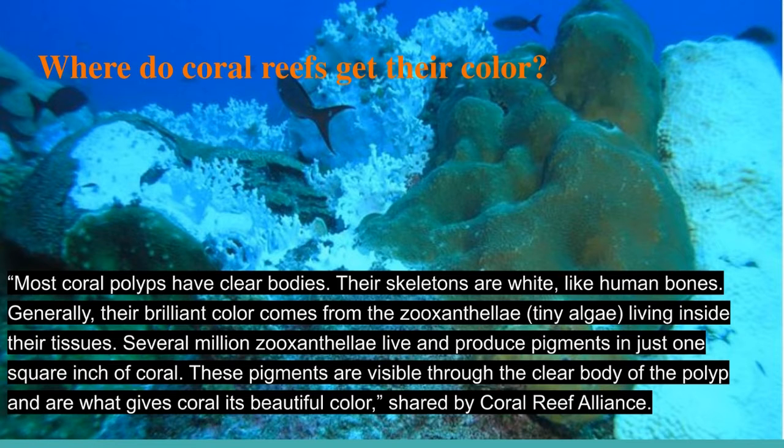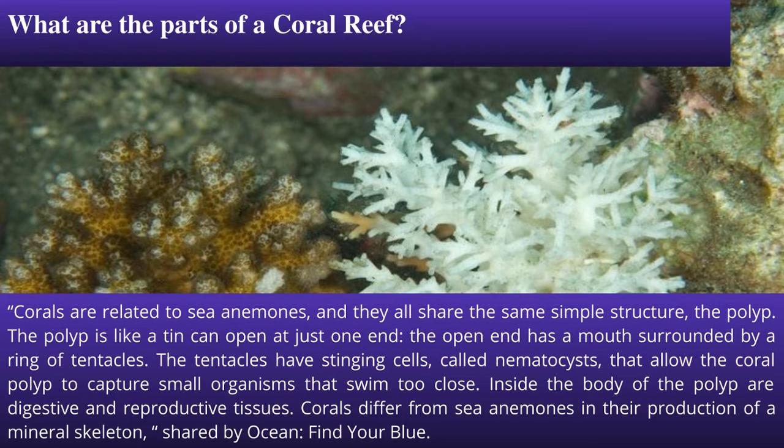Where do coral reefs get their color? Most coral polyps have clear bodies. Their skeletons are white like human bones. Generally, their brilliant color comes from the zooxanthellae or tiny algae living inside their tissues. Several million zooxanthellae live and produce pigments in just 1 square inch of coral. These pigments are visible through a clear body of polyp and are what gives coral its beautiful color, shared by the Coral Reef Alliance.